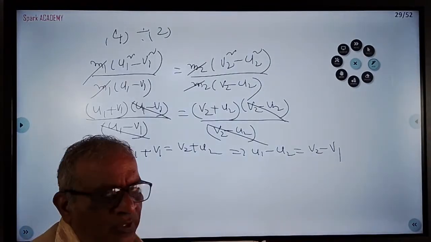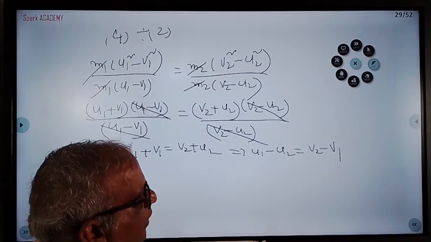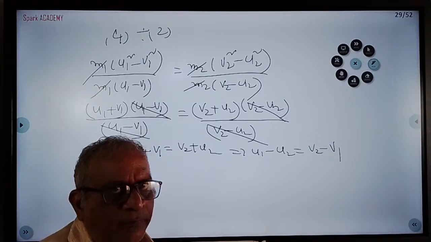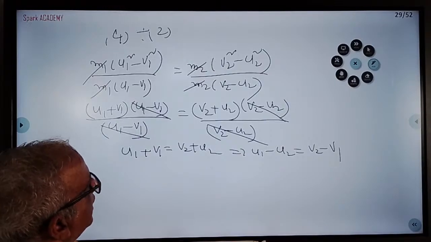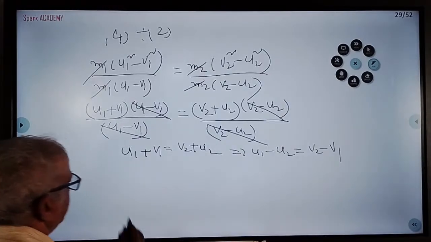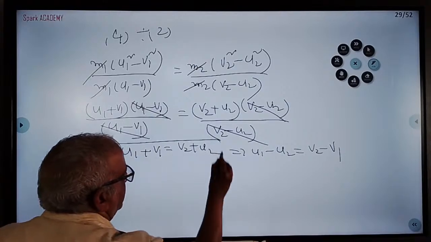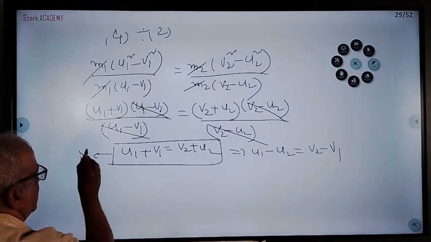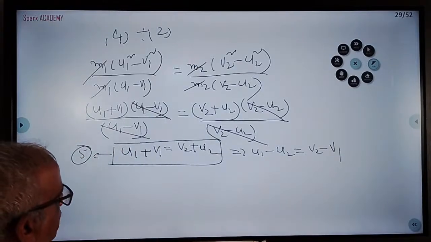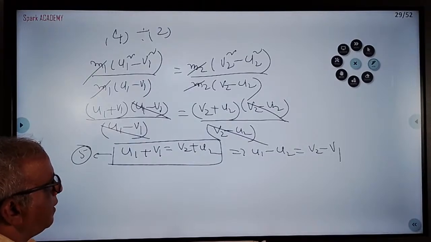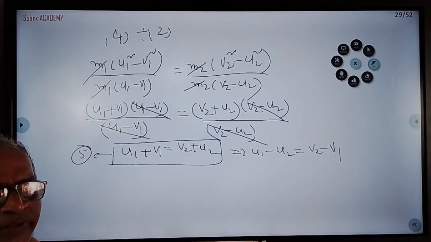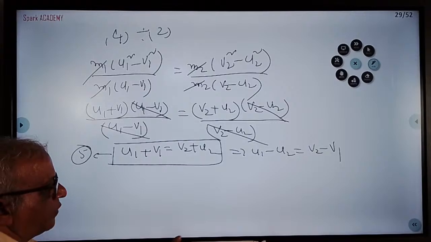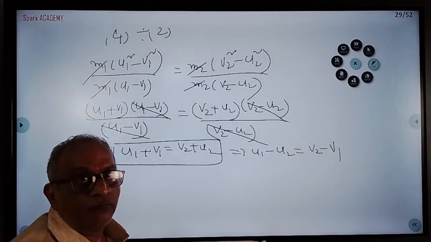u1 minus u2 is the change in velocity before collision, v2 minus v1 is the change in velocity after collision. So this is the equation: u1 plus v1 is equal to v2 plus u2. This is equation number 5. What is equation number 5? u1 plus v1 is equal to u2 plus v2. Remember this equation? From this we have derived v1 and v2.